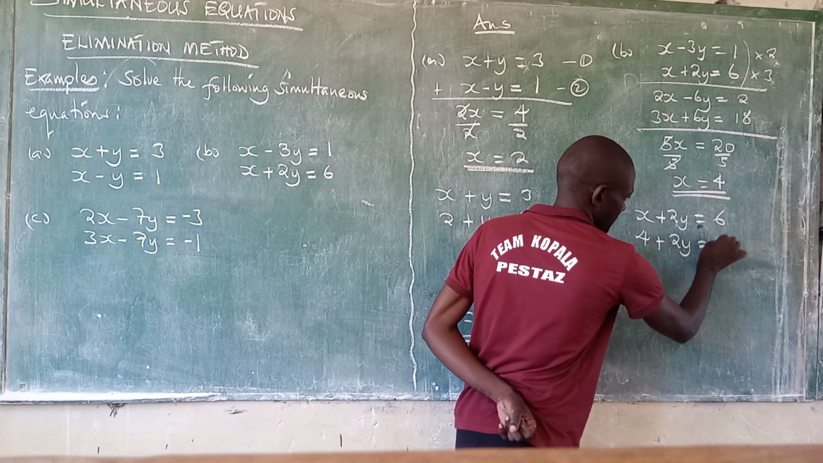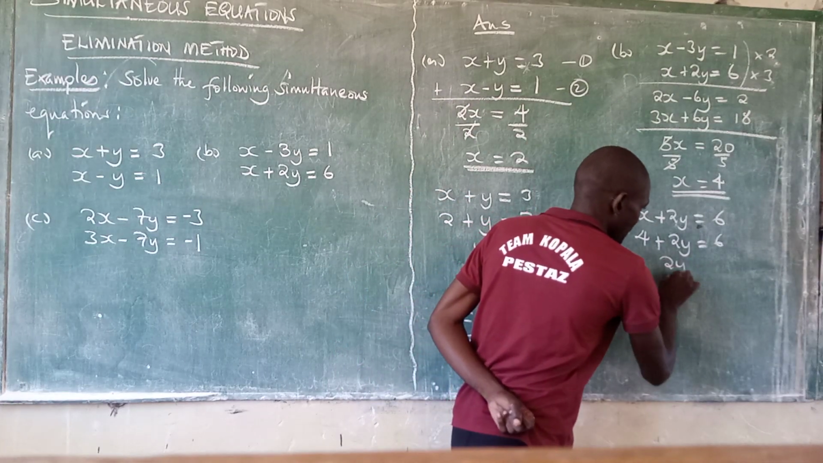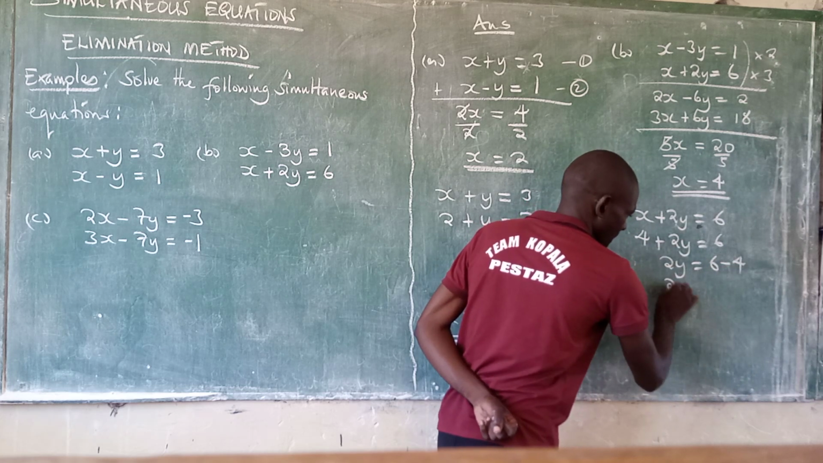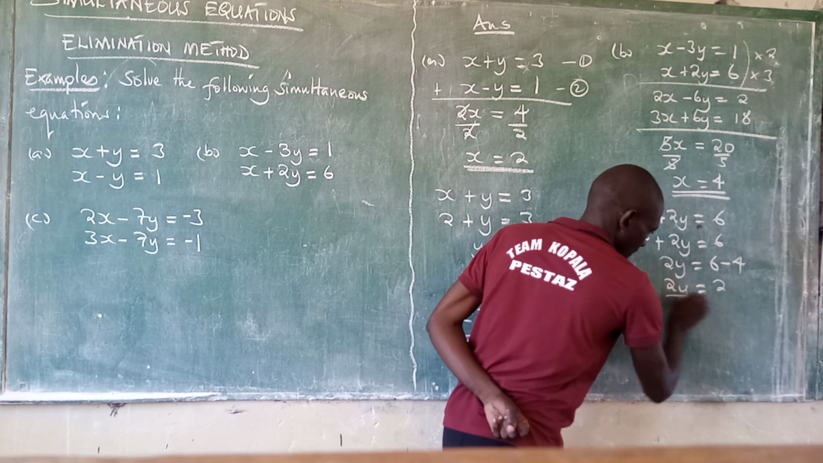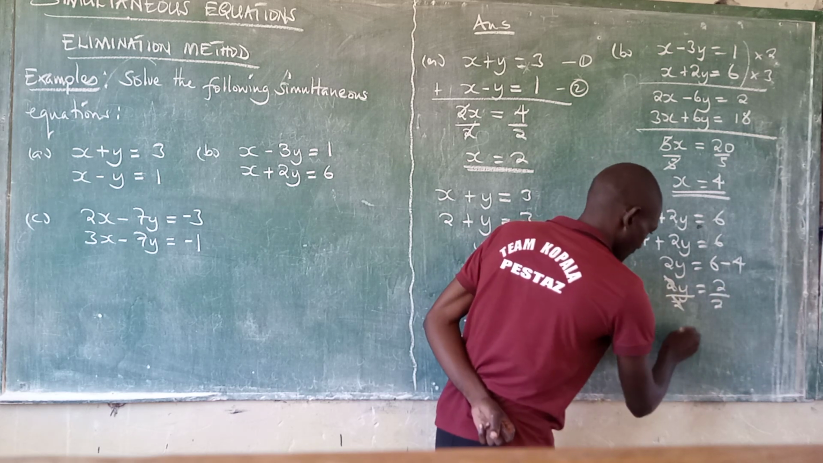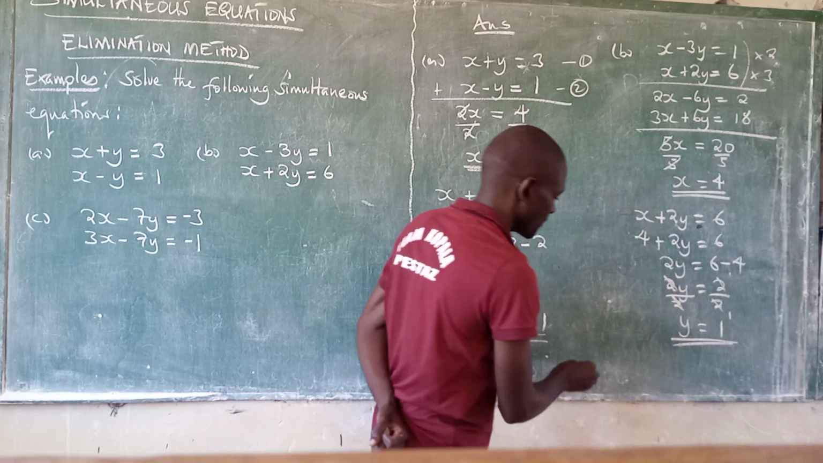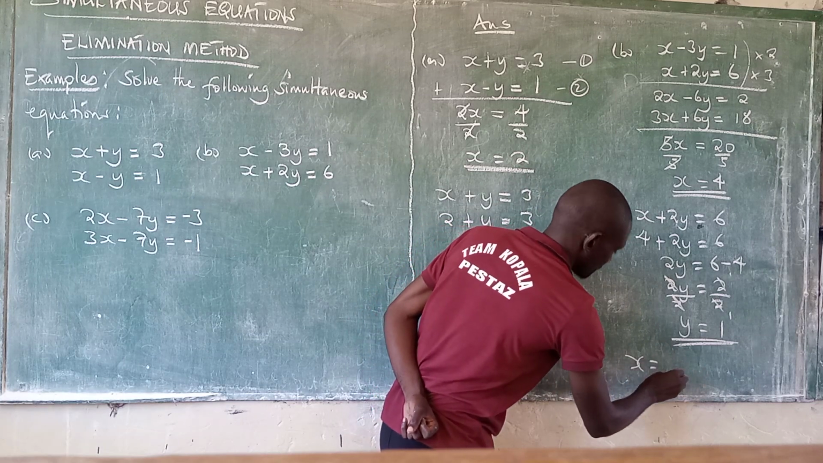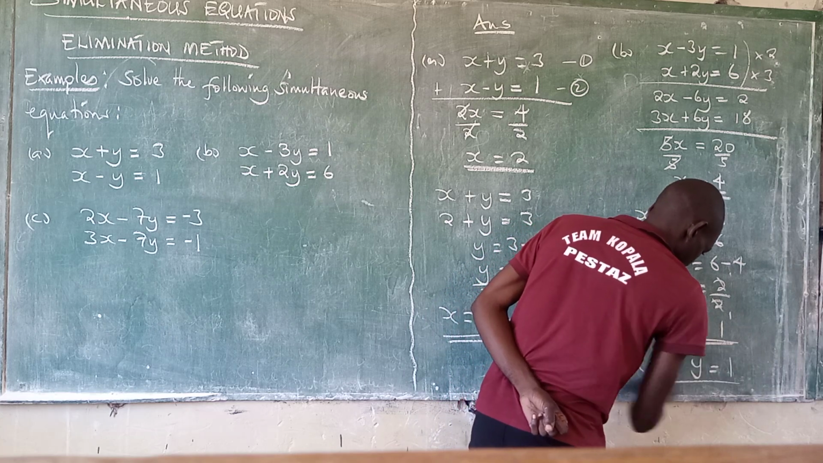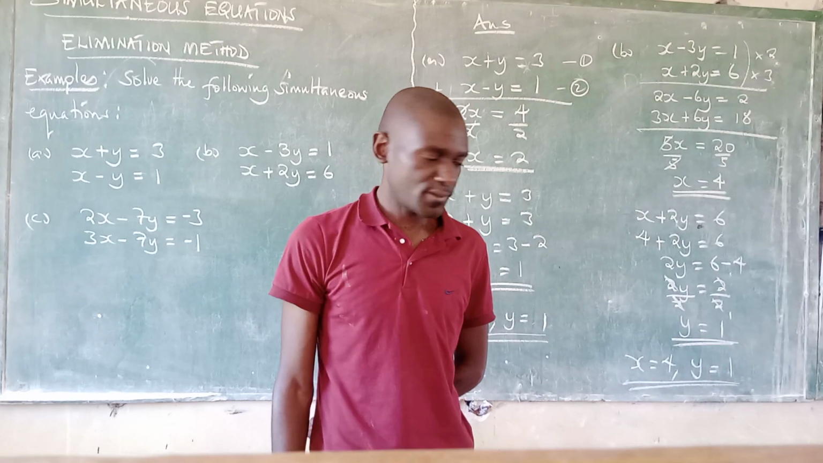Plus 2y is equal to 6. And then we solve for y. 2y is equal to 6 minus 4, meaning 2y is equal to 2. We divide by 2. We divide by 2. Y is basically equal to 1. And so from here we know that x is equal to 4 and y is equal to 1. So these are our answers for this question.